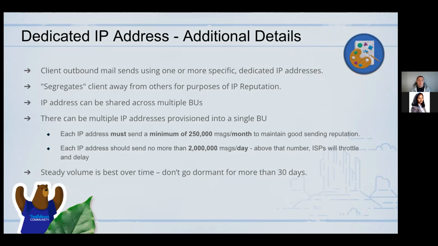So each IP address must have a sending volume of 250,000 messages a month to maintain a good sending reputation. And each IP address should not send more than 2 million messages a day. Above that number, we'll start seeing deliverability issues, and it potentially will lead to holdups, and effectively ISPs will start throttling and delaying the deployment. That's something I've seen in practice as well.